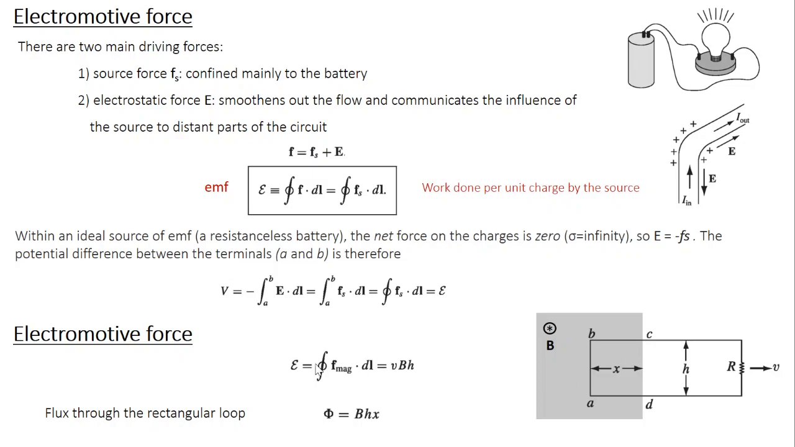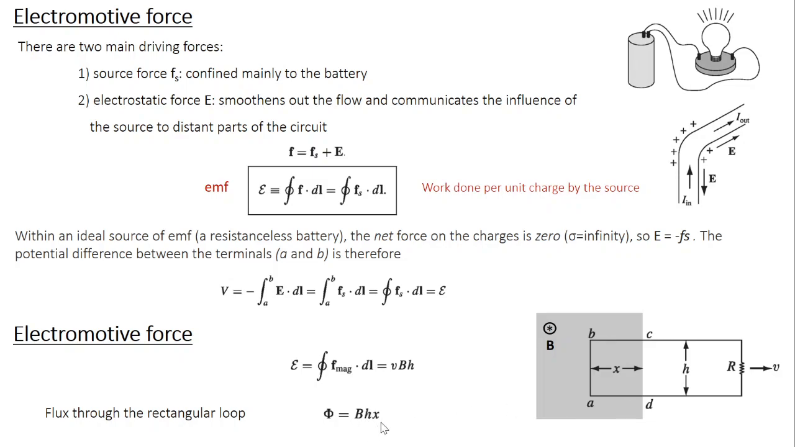Now if you estimate the electromotive force, the integral of F_magnetic dot dl, this is equal to vBh, where h is the height of the loop. I'm not going into the details of the derivation, you can find it in the textbook. So EMF equals vBh. Now the flux through the loop is given by the magnetic field multiplied by the area of the loop, hx.